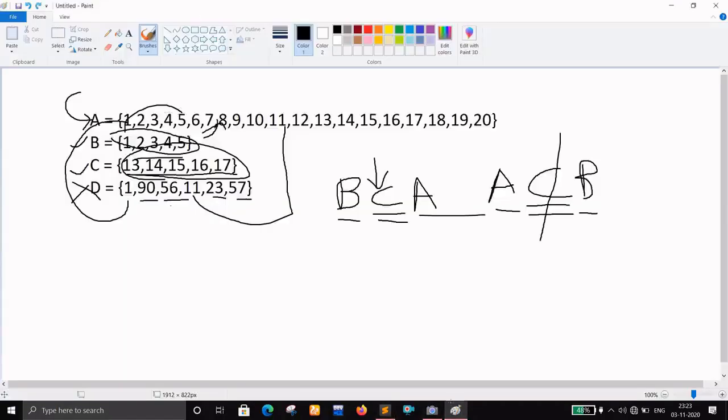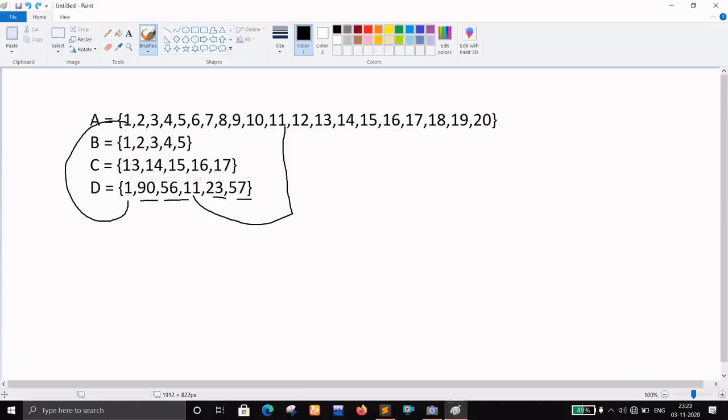So what is a superset? Let's remove all these things. Superset is a set. Let's not give a definition, because the definition will be much more difficult to understand. So let me give you an example, and that would be better. Here you can see that B is a subset of A, because B has all the elements which are present in A. But can we say A is a subset of B?